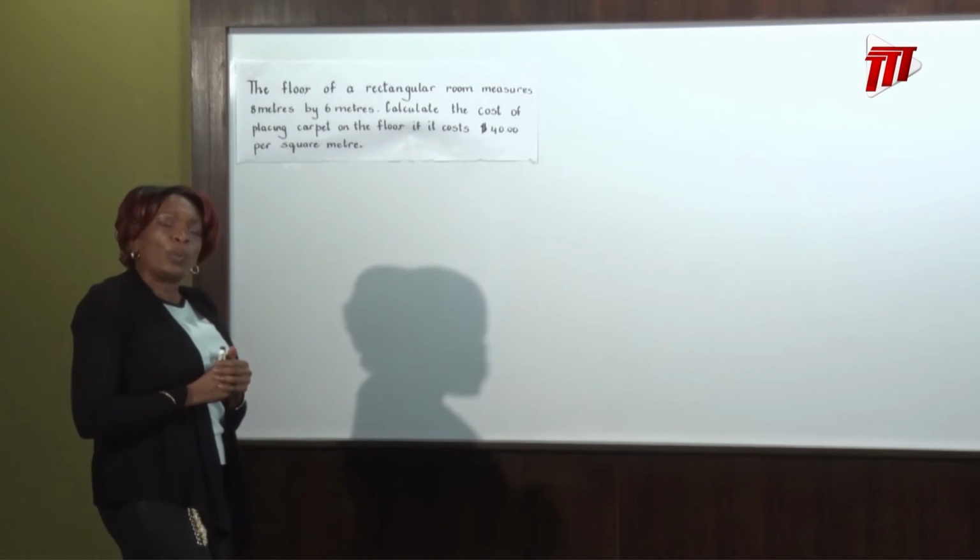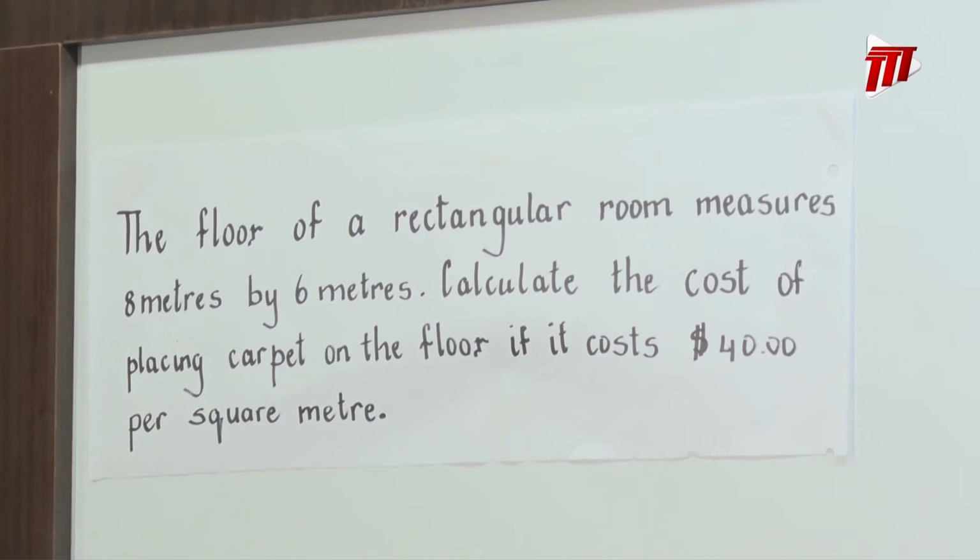Okay, wonderful. So now we are going to zoom into area alone. We are going to do some word problems involving area alone. So let's look at this question now. Read with me now. The floor of a rectangular room measures 8 meters by 6 meters. Calculate the cost of placing carpet on the floor if it costs $40 per square meter.